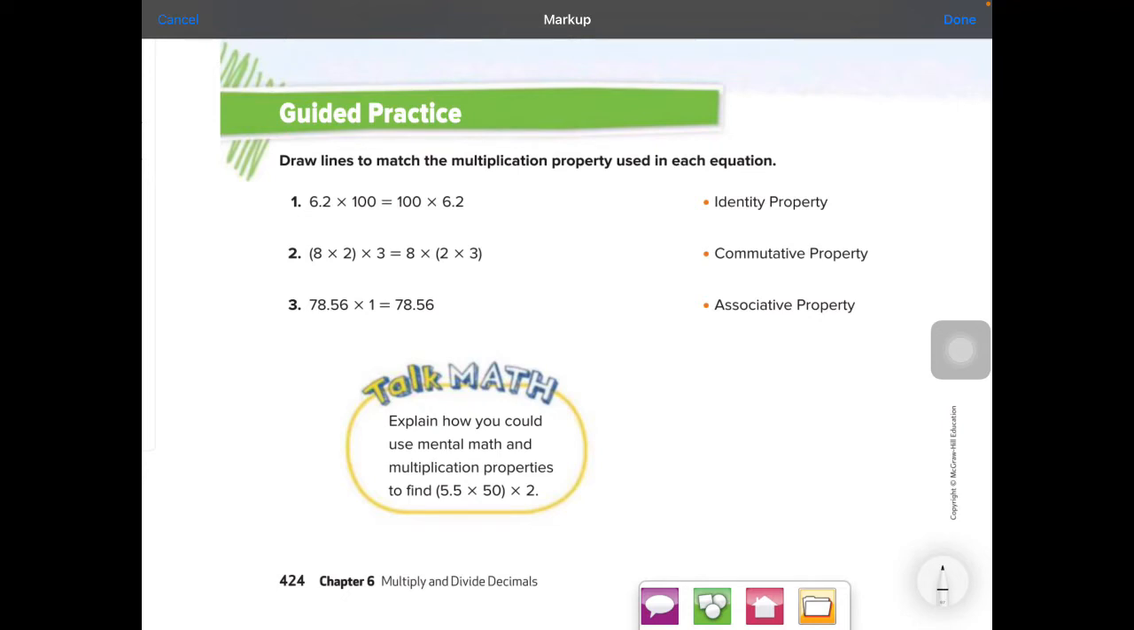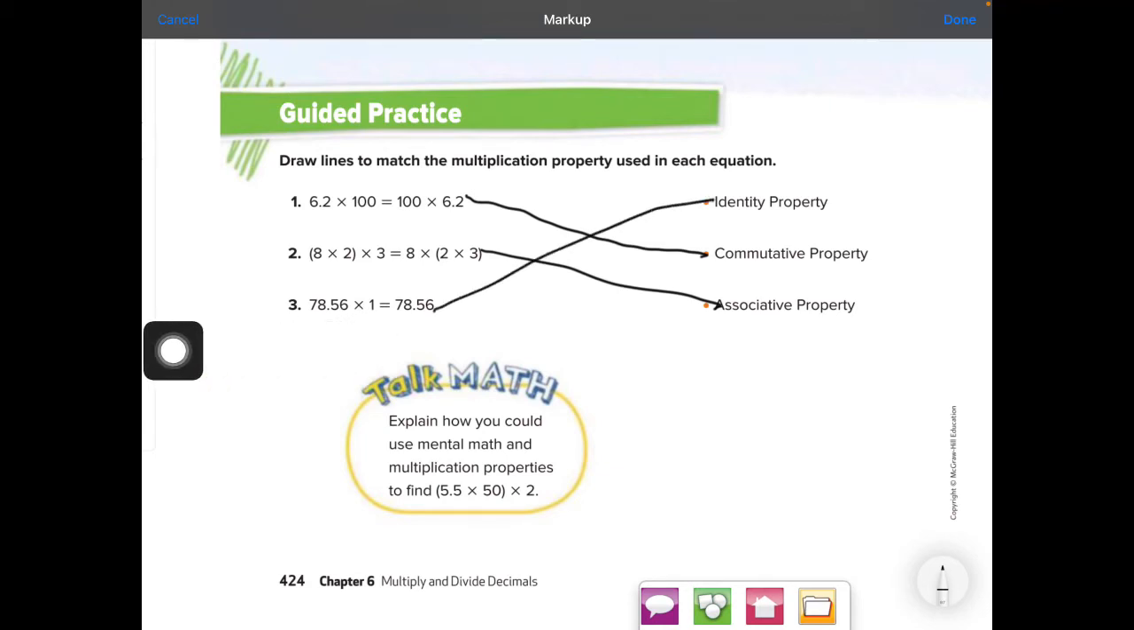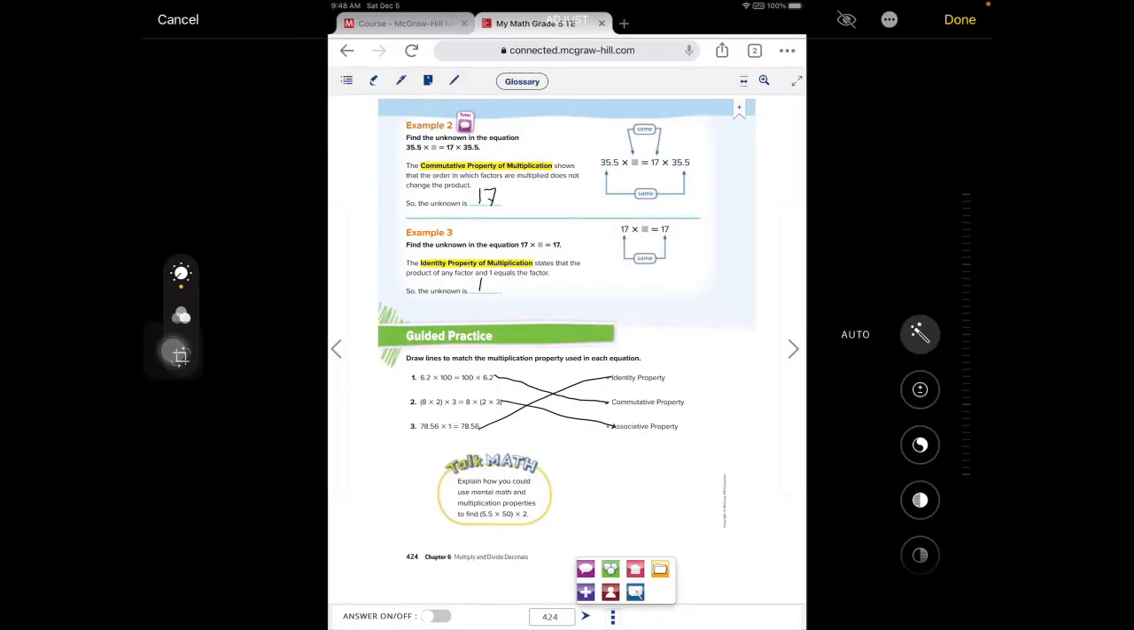Looking at these problems, let's see if we can figure out which problem belongs to which property. Right here we have the equal sign, and both sides have 100 and both sides have a 6.2. So we've just changed the order and it still equals the same. So that would be the commutative. Right here we associate different numbers together, but it doesn't change the end product. So that would be our associative property. And right here we have times 1. That's kind of a dead giveaway for the identity property. So the number does not lose its identity.